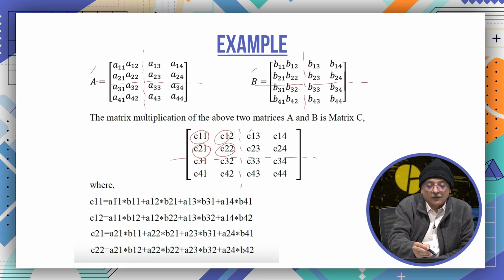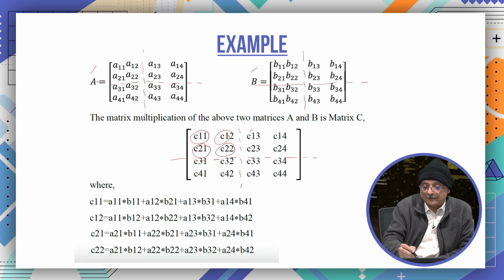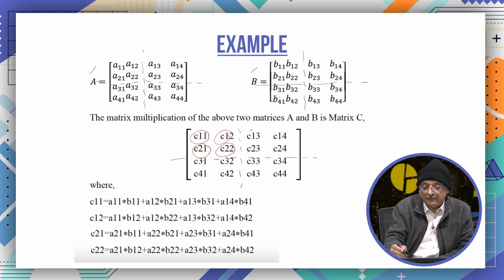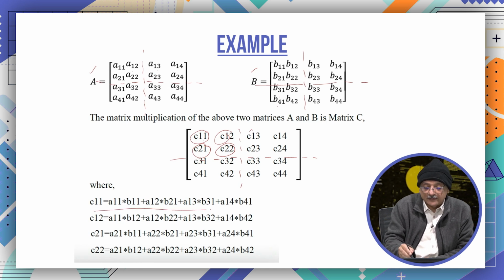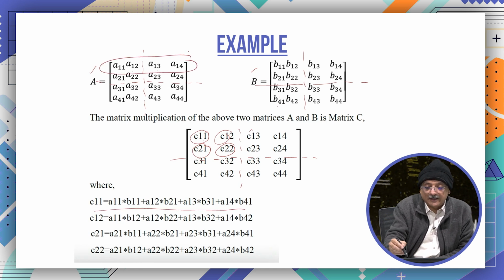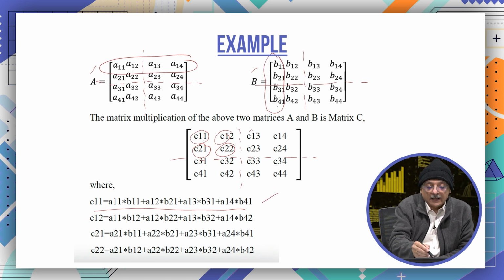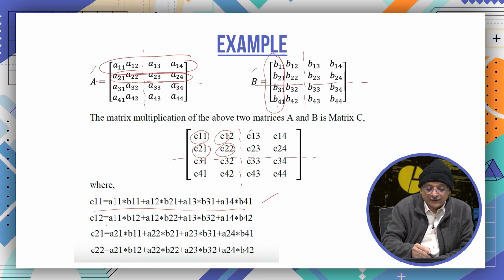All right. So, how exactly is it going on? Suppose I want to compute C11. How is it going to take place? A11 with B11, A12 with B21, A13 with B31 and A14 is multiplied by B41. So, this row is multiplied with this column and we get the result. All right. And next, we do the same thing when we are trying to do C12.